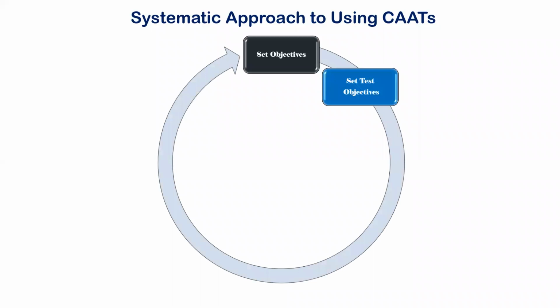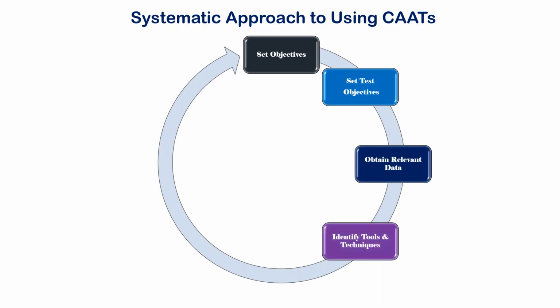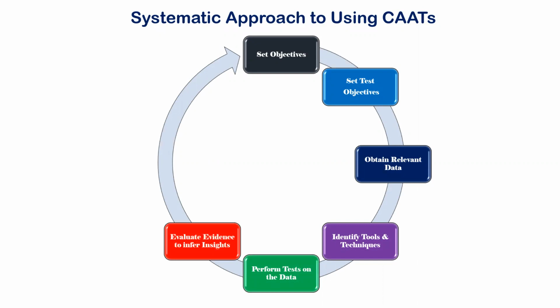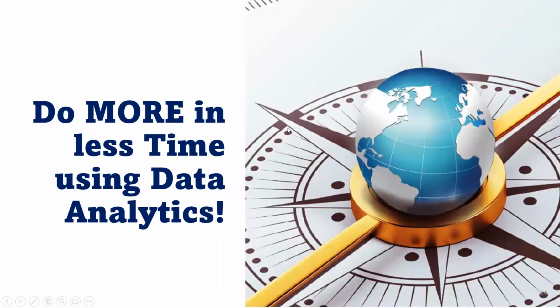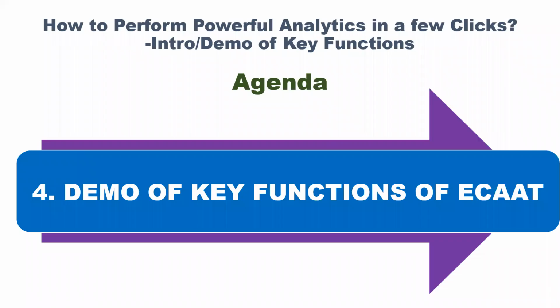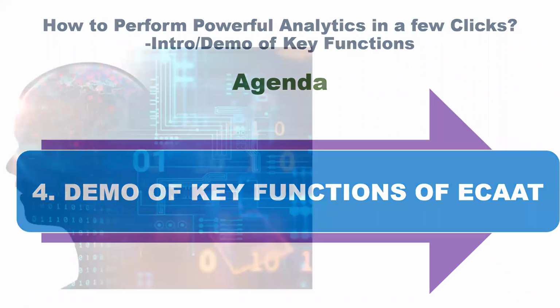So if you look at the synopsis of this, you set the test objectives you want to perform, obtain relevant data, identify specific tools and techniques you're going to use, perform the tests on the data, evaluate the evidence to infer insights, review the findings, and then you will report the findings. How does eCAAT help in data analytics? You have the knowledge, skills, and the tools and techniques we provide so that you can provide validation to your clients. So what is the benefit of data analytics? You can do more in less time using data analytics. Now let's go to the key functions or the demo which I want to show you.